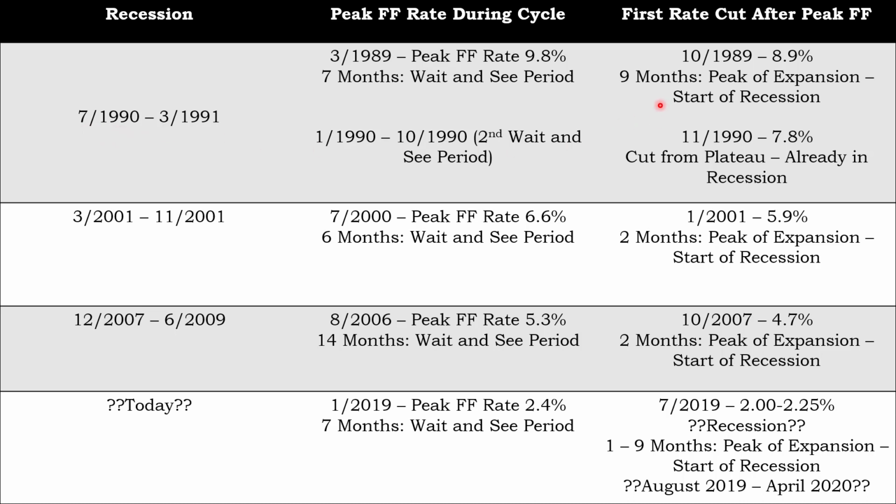However, the Federal Reserve continued to cut interest rates. So we had another period here, from January of 1990 all the way to October of 1990, a second waiting period. This again was the Greenspan Federal Reserve attempting to support the markets. You could see that graphically on our chart there. However, they cut rates in November of 1990 to 7.8%. This was a cut from the plateau.